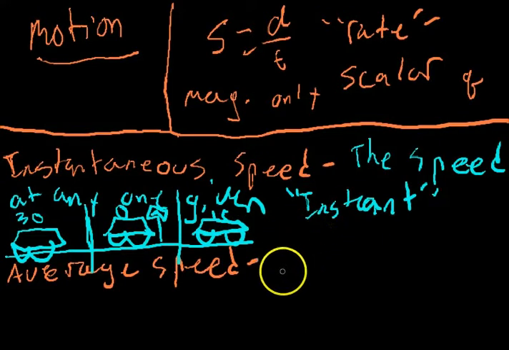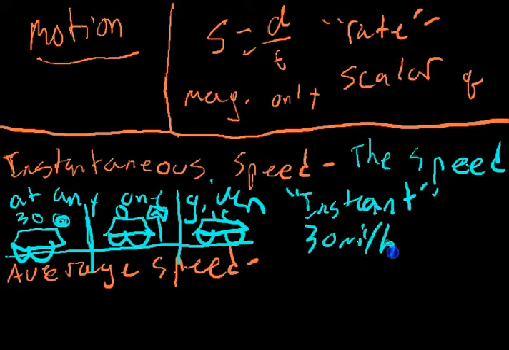So the instantaneous speed is the speed, like if I were to check the speedometer on the car at this instant right here, it would say 30 miles per hour. But if I were to check it at this instant when I'm at the stop sign, it would say 0. Then here it would say 15. And anywhere in between, me changing from 30 to 0 to 15, that's called acceleration, which we'll talk about later. At any instant in between, I will have a different speed on the speedometer because I'm decelerating and then I'm accelerating. So that's instantaneous speed, the speed at any given instant.